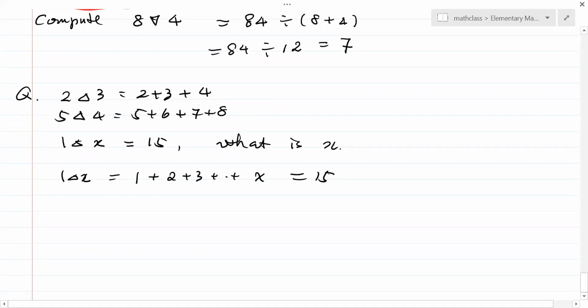If it's 15, let me try. So I know 1 plus 2 plus 3 plus 4 is 10. Right? So then I figured out that adding 5 is going to be 15. Yes, that X must be 5.